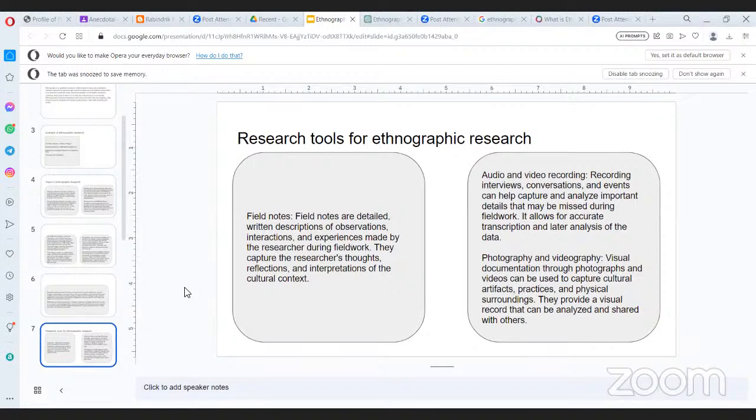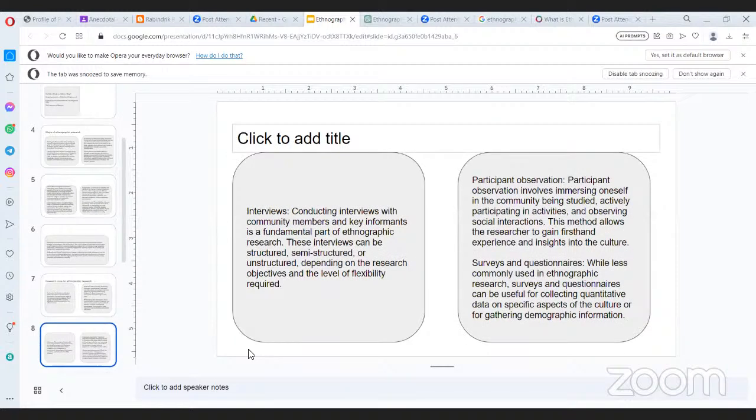Photography and videography. Visual documentation through photographs and videos can be used to capture cultural artifacts, practices, and physical surroundings. They provide a visual record that can be analyzed and shared with others. So these are the important tools.